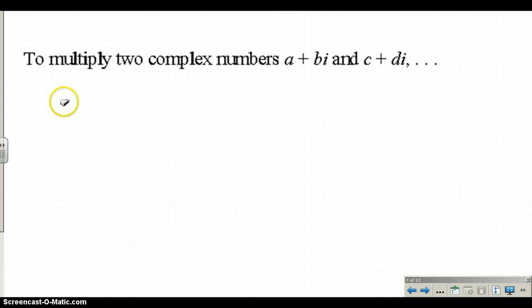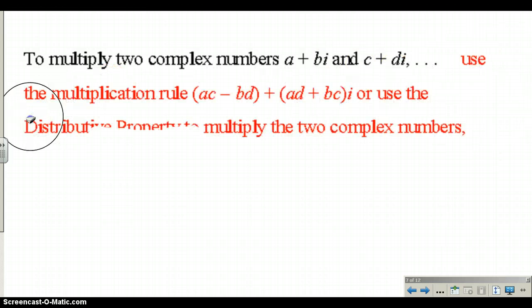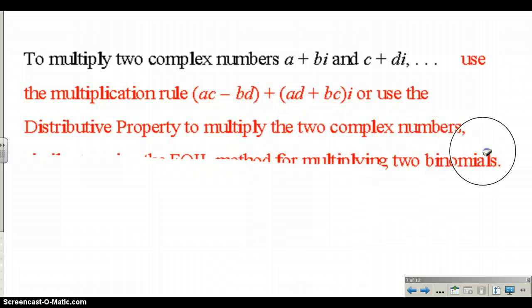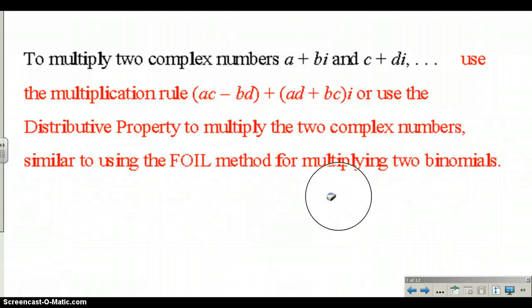Okay, let's also now look at multiplying. If you're multiplying, you want to use your multiplication rule, basically using the distributive property and FOIL. That's basically what this is saying: use the distributive property to multiply the two complex numbers, similar to FOIL. So you would do your first, outer, inner, last.